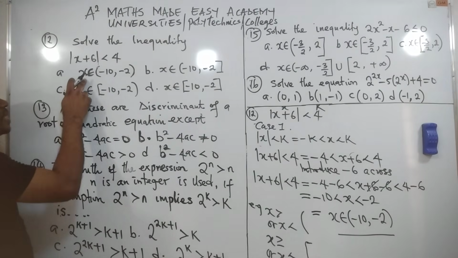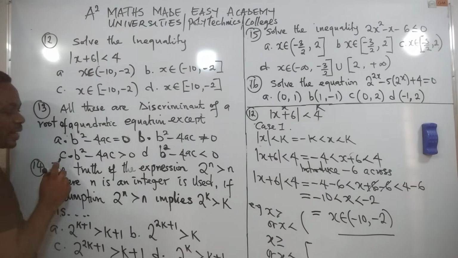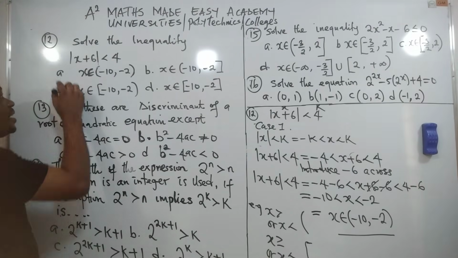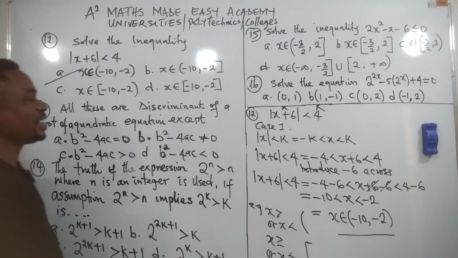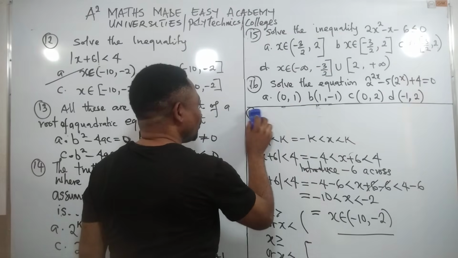Option A says x is a member, bracket minus 10, comma, minus 2, bracket. I don't need to go further because the answer is already there. So what is the correct answer? Option A. And that is the answer. Can we move to the next question? What is the next question?